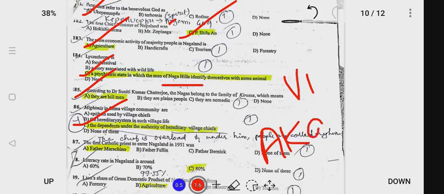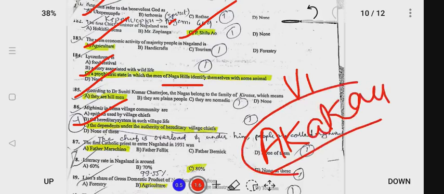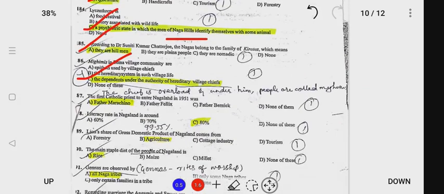Next, Mikimis in Vilsima village community means dependence under the authority of hereditary village chiefs. Suppose a village chief, known in Sema village as Akukau, attacks another village and captures its people. Those people then live under that village, and they are known as Mikimis. Next, the first Catholic priest to enter Nagaland in 1951 was Father Marochini. Next, the literacy of Nagaland is 79.55, or in broad terms it is 80%.